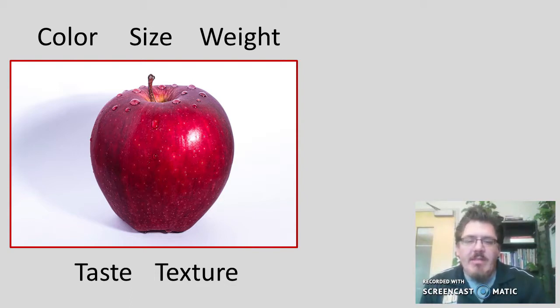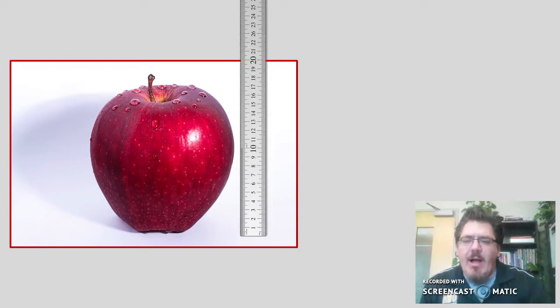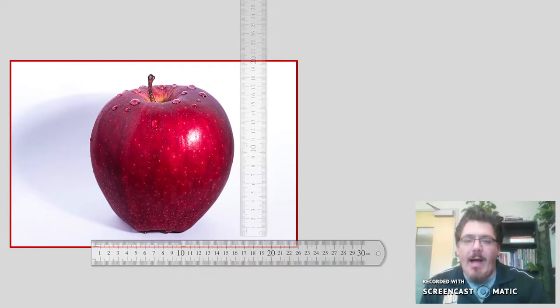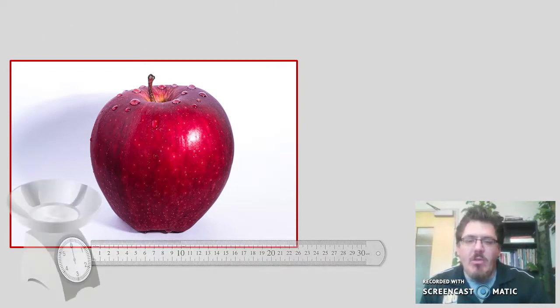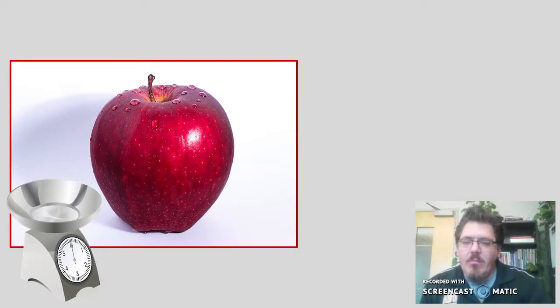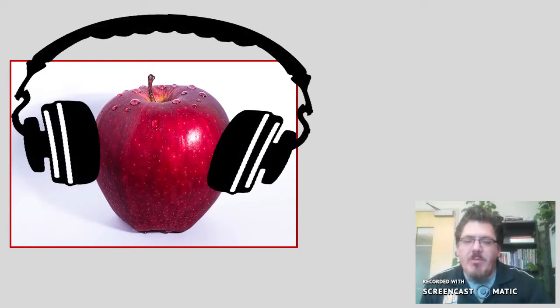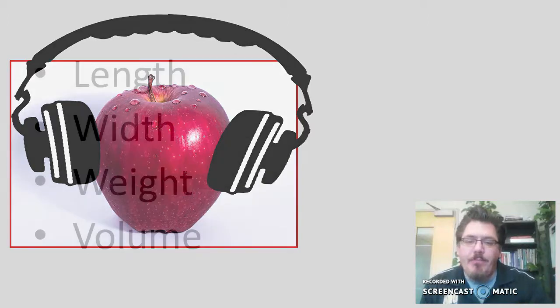Now, which of these attributes would we consider to be measurable? Can you measure the taste? Well, maybe. Can you measure the color? Again, maybe. Can you measure the size of the apple? This is definitely a yes. But what are some ways that you could measure the size of the apple? You could measure how tall the apple is, or how wide the apple is. You could measure the weight of the apple. You could measure the volume of, or the amount of space taken up by the apple.